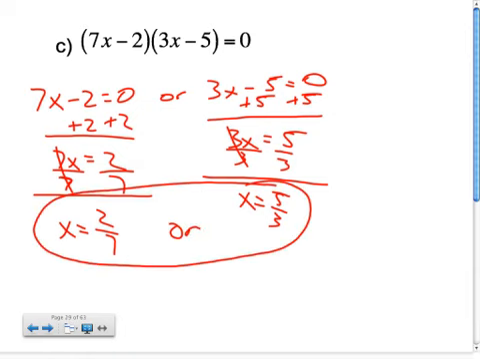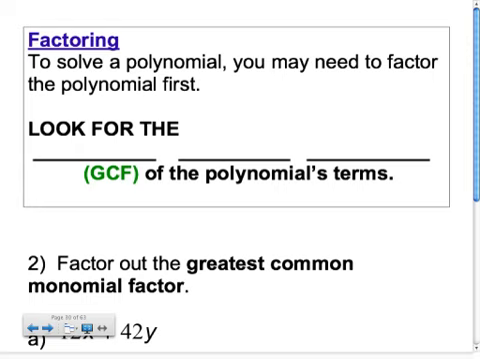Or x equals 5/3. I know it's not a pretty solution, but nobody ever said that your solutions always have to be nice whole numbers or integers for that matter. Okay, it's very simply whatever your algebra tells you it is. So again, you can plug those back in and make sure they work, but they do. All right, so now suppose the equations aren't already factored for us.